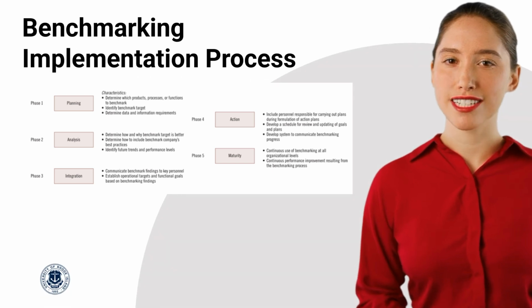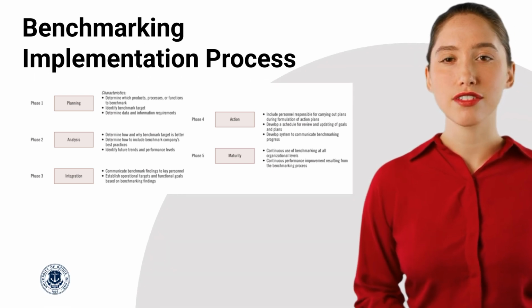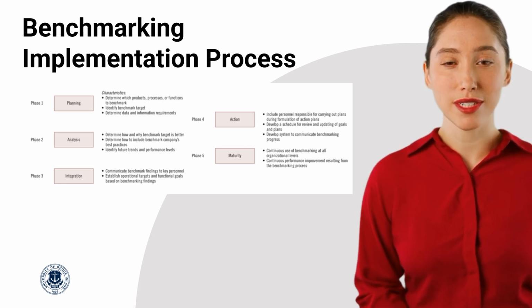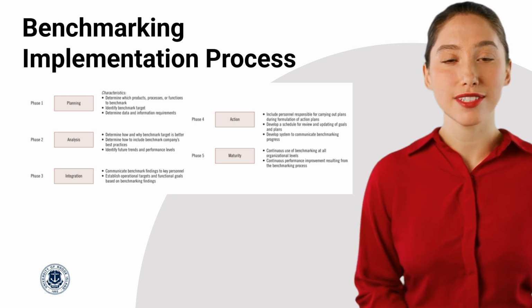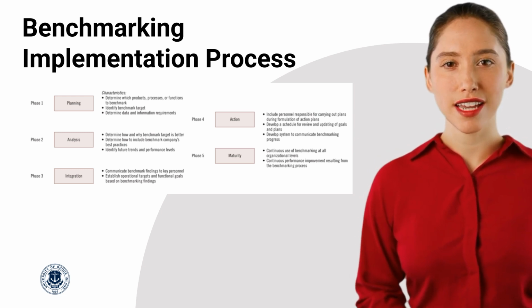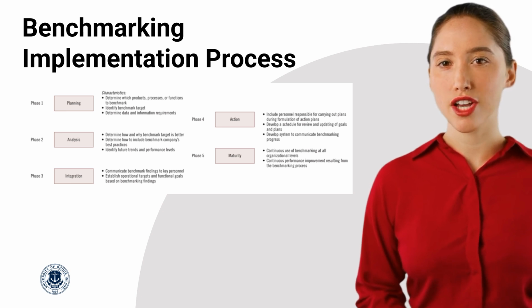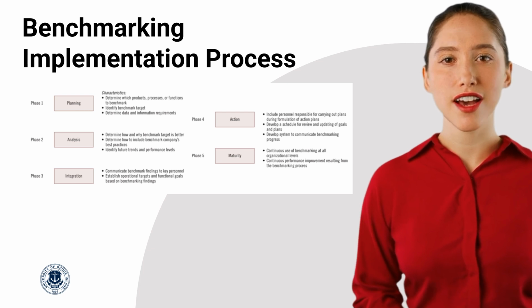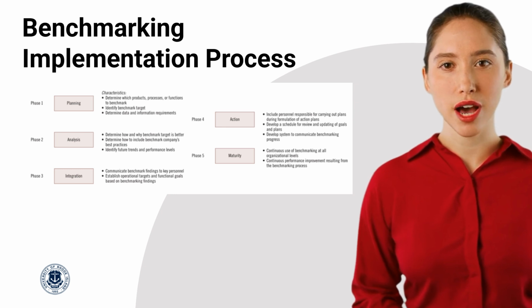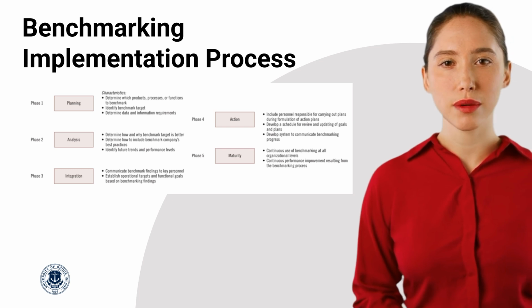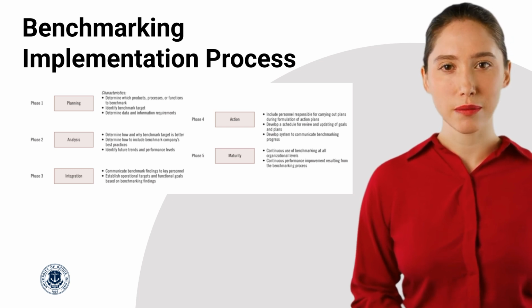Once an organization decides to use benchmarking, it typically follows a structured implementation process. This process helps ensure that benchmarking leads to meaningful insights and performance improvements. The first phase is planning. In this stage, organizations determine which products, processes, or functions should be benchmarked. They also identify appropriate benchmark targets, such as industry leaders or top competitors. Finally, the organization determines what data and information will be required to conduct the comparison.